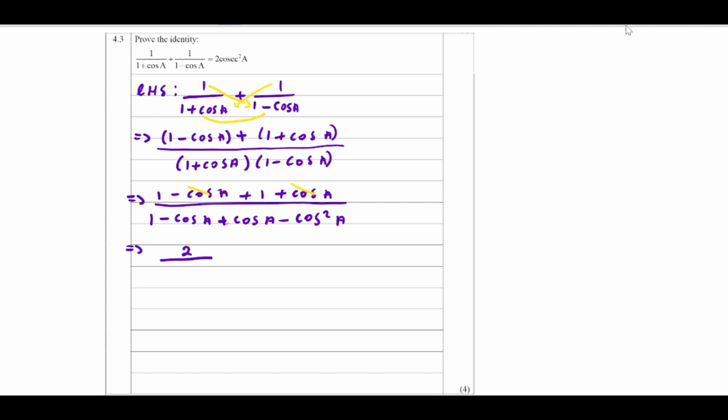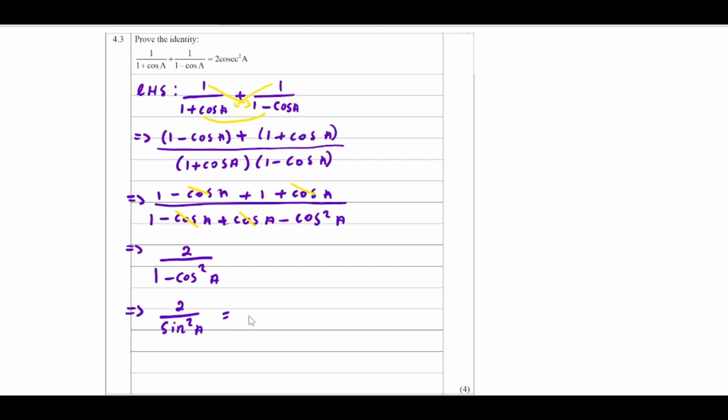Divide. Let's go in the denominator. You will realize that this one and this one, they give us 0. And then you are left with 1 minus cos squared of A. Remember what you wrote in the previous question. What is 1 minus cos squared A? 1 minus cos squared A is sine squared of A.